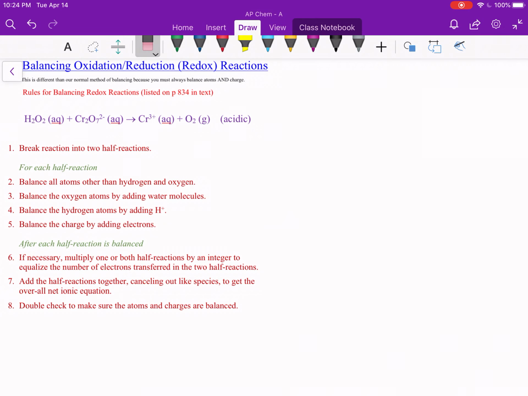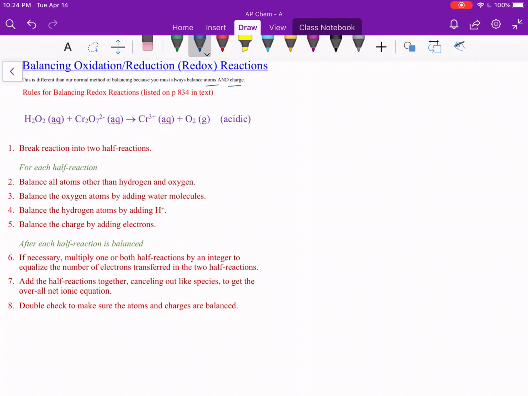Hello, AP Chemists. So today we are going to learn how to balance redox reactions. The cool thing about redox reactions is there is a very systematic way to balance a reaction. And the other thing we have to remember is that we have to balance not only the atoms, but also the charges. So we have to be able to balance atoms and charges when we balance redox reactions.